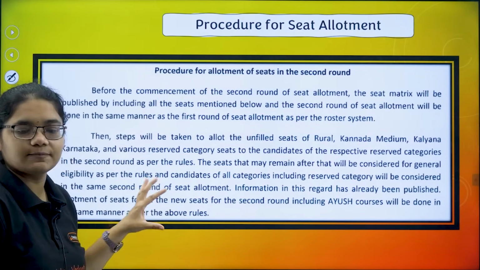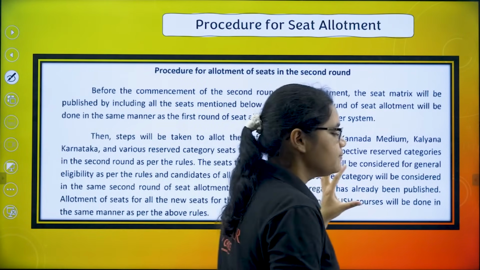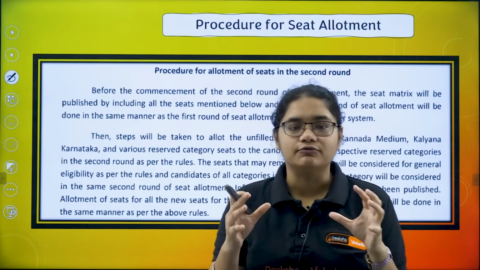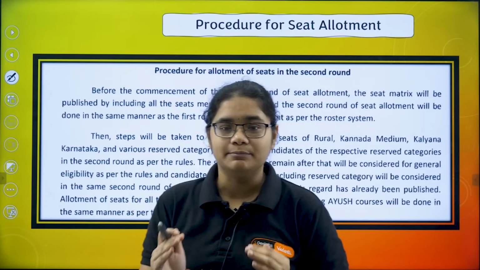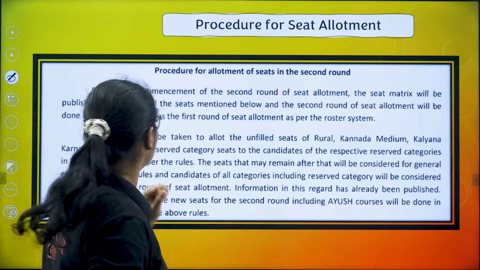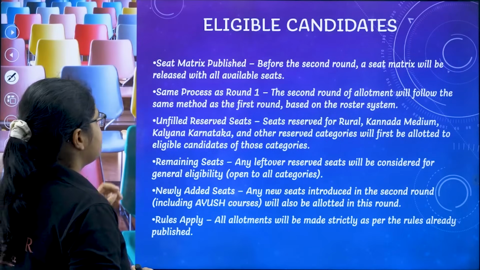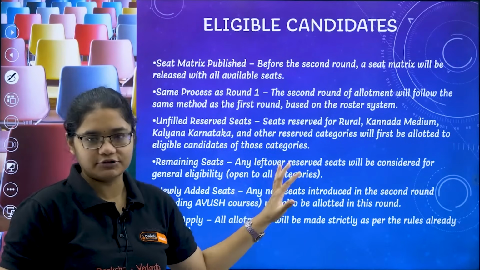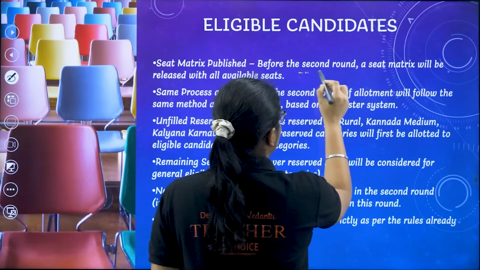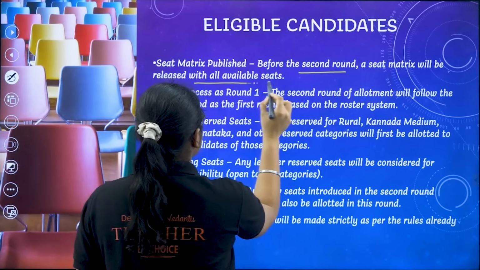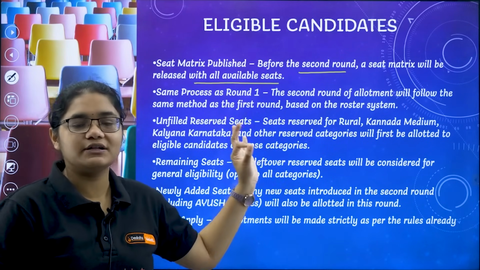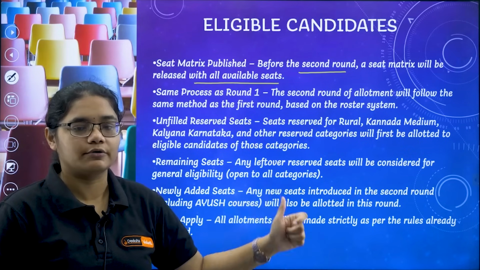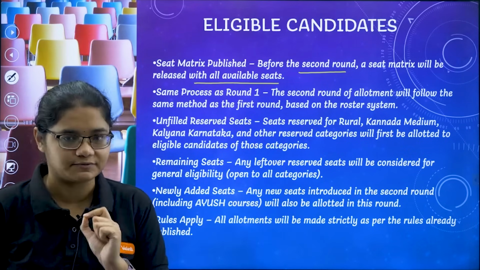This notice was given by the KEA in an official notification. I have broken it down into simpler terms and I'll be explaining it to you in the next slide. You can see the seat matrix is already published. Before the second round, a seat matrix will be released with all the available seats. If you see, the provisional seat matrix for round 2 is already out on the KEA official website.